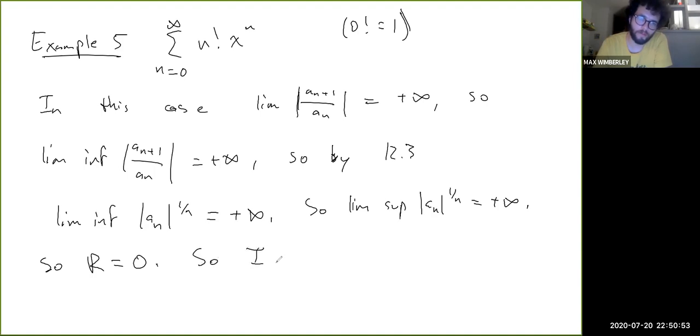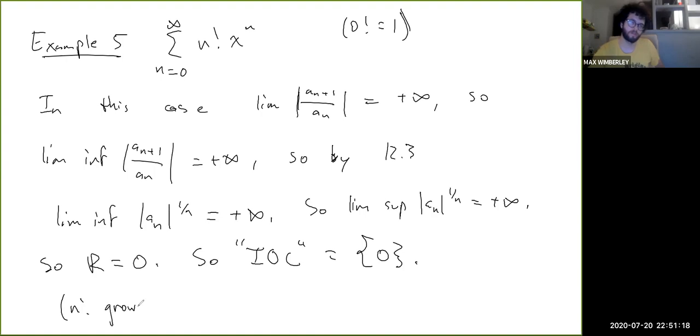So the interval of convergence, quote unquote, is just the point 0, right? Because clearly it does converge for x equals 0, because every term is 0 except when n equals 0. So it converges to 1 at x equals 0, but it doesn't converge for any other value of x, because basically n factorial just grows too fast. N factorial grows super exponentially, or hyper exponentially, however you want to say it, faster than any exponential function. So that's the problem. That's why it won't converge.